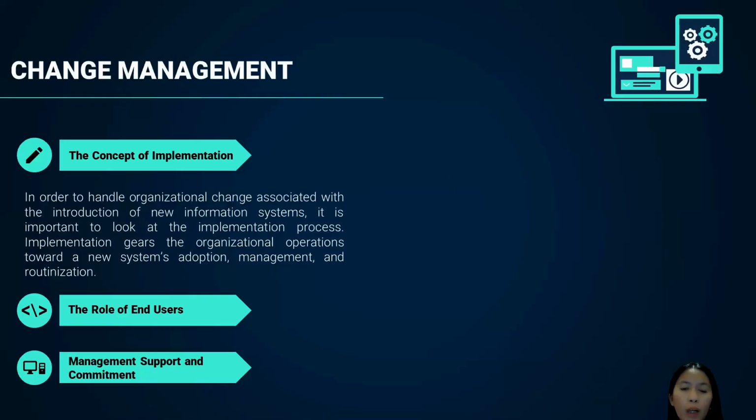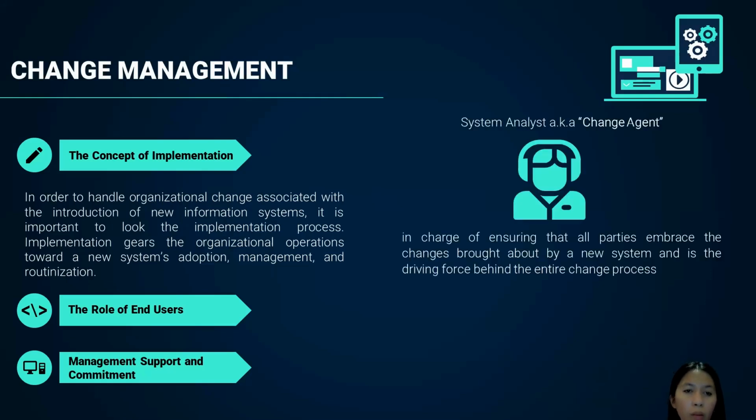In order to properly communicate the changes on the system, it is very crucial that the development team or the project team monitors the implementation. To do that, the project team should assign a change agent. In this case, the system analyst has that role. They are in charge of ensuring that all parties embrace the changes brought about by a new system and is the driving force behind the entire change process.